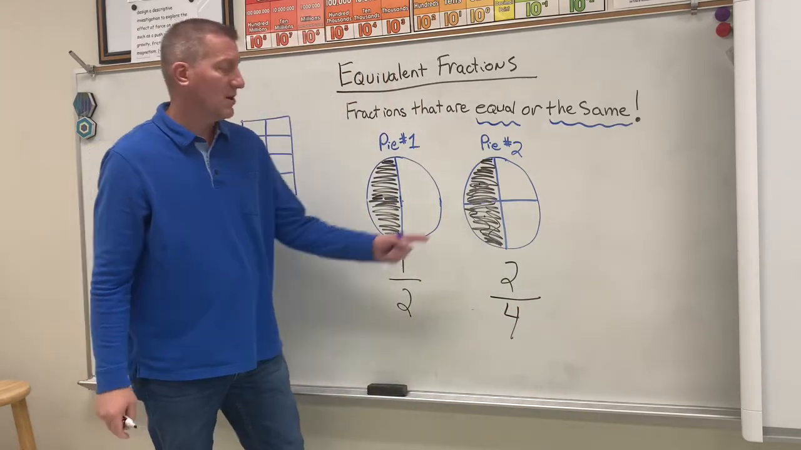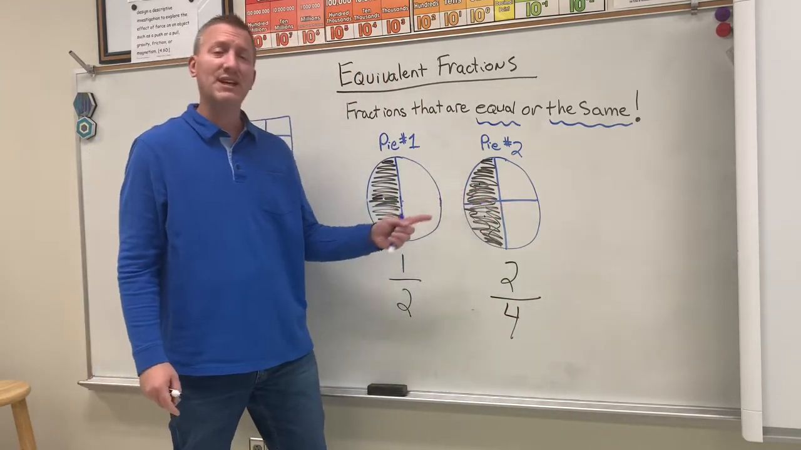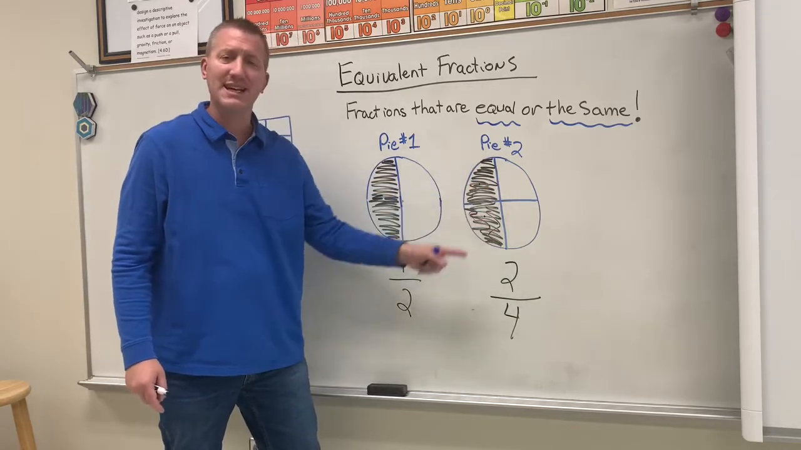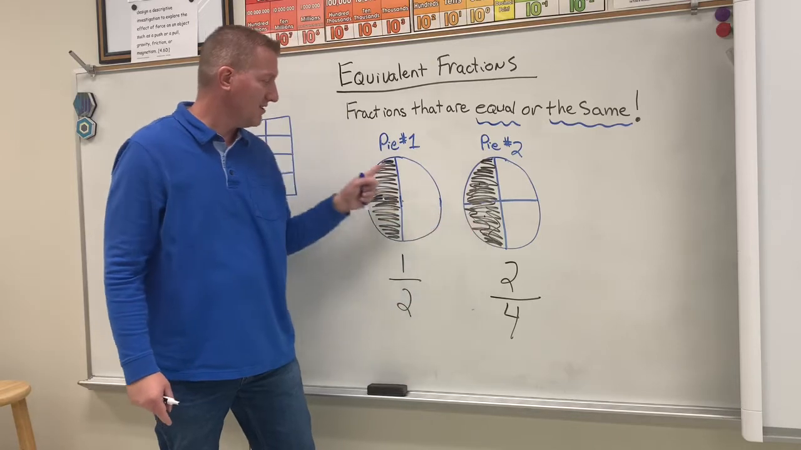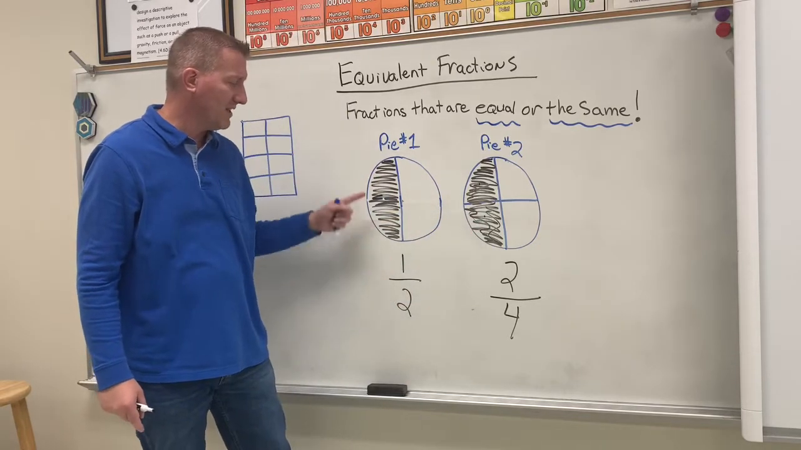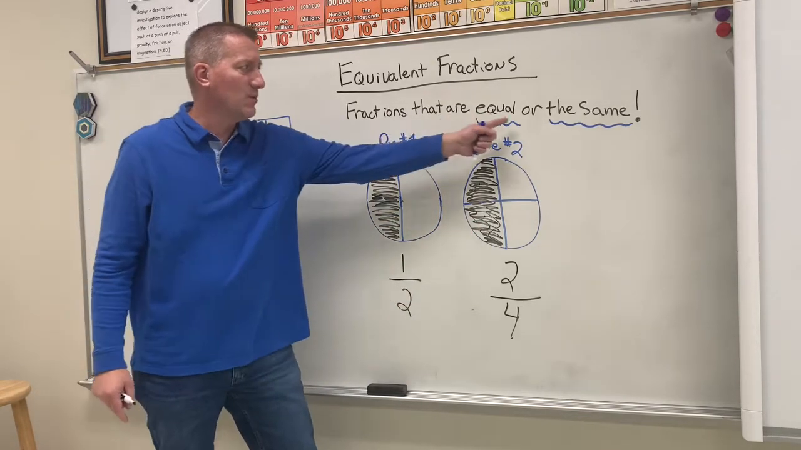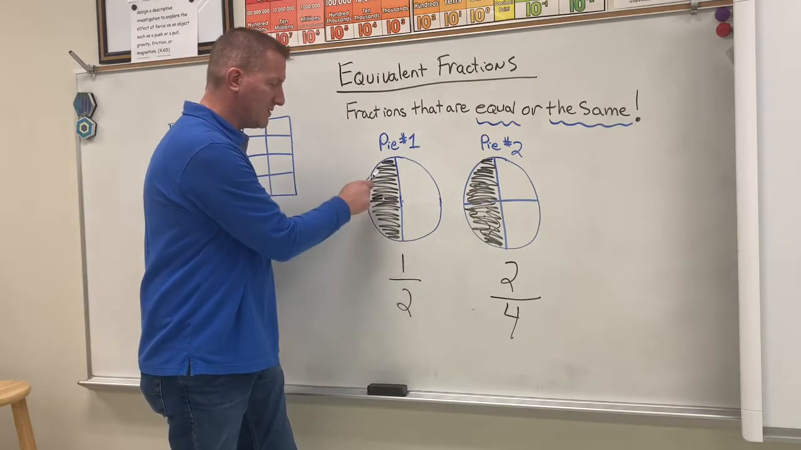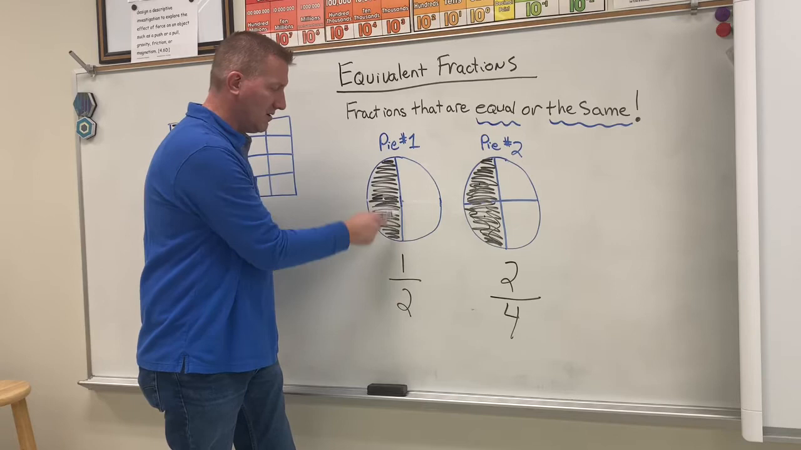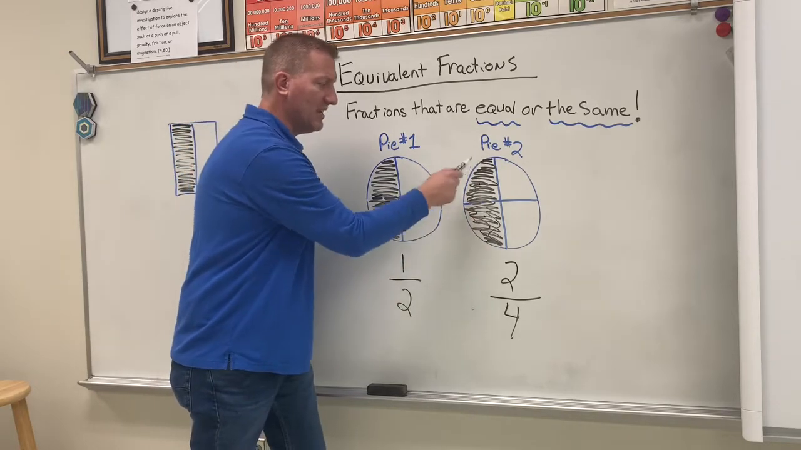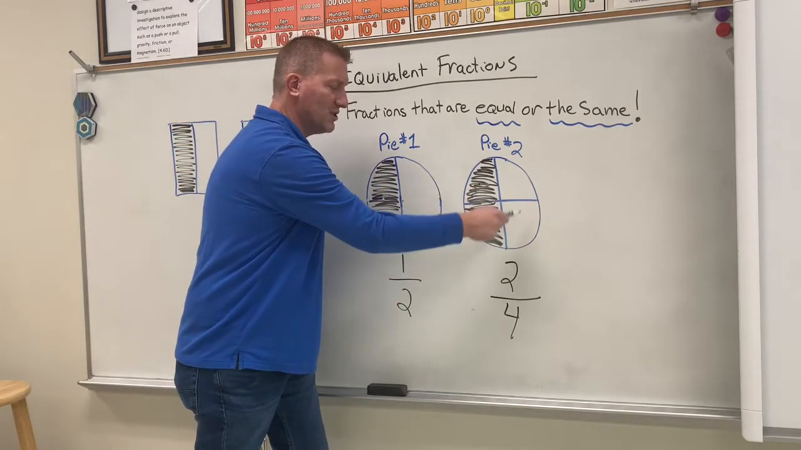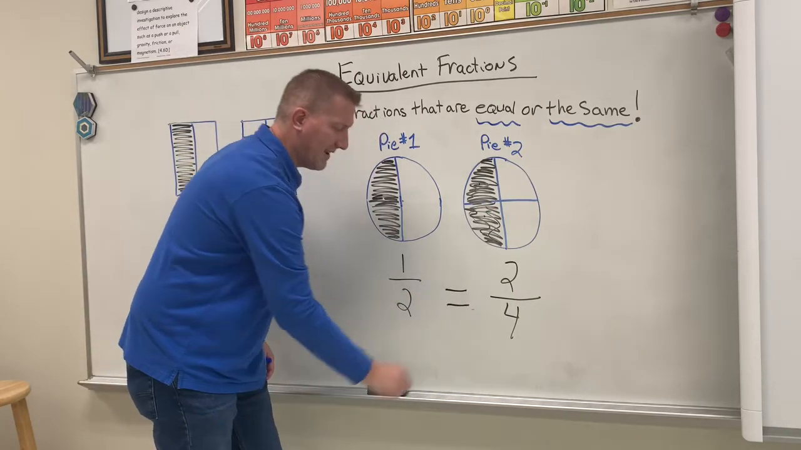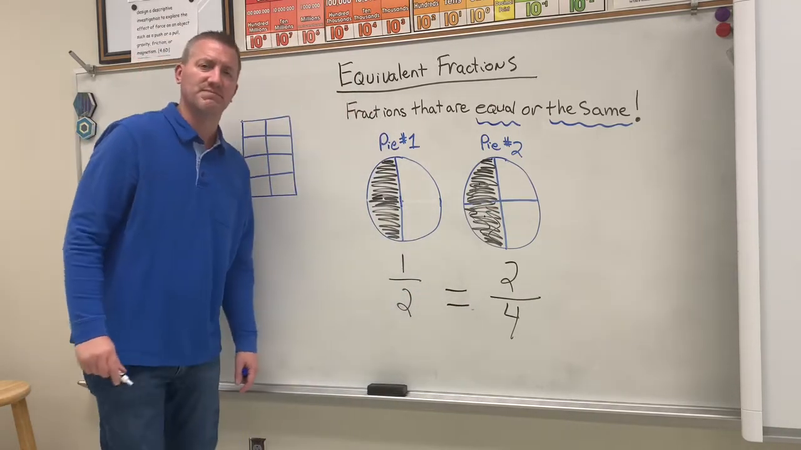Even though I split that pie into different sections, I can still have an equivalent fraction, an equal or the same fraction. Pie 1 is 1 out of 2, and the same part is shaded over here, and this is 2 out of 4. So these are equivalent fractions.